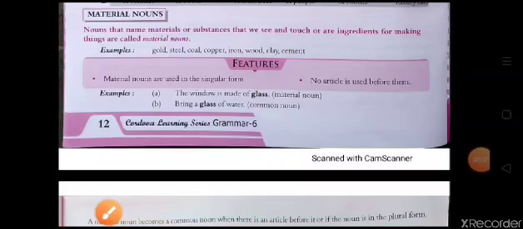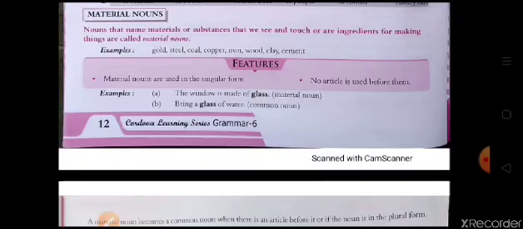Now let's move to the fourth kind of noun. It is material nouns. Nouns that name material or substances that we see and touch, or are ingredients for making things, are called material nouns. For example, gold, steel, coal, copper, iron, wood, clay, and cement.